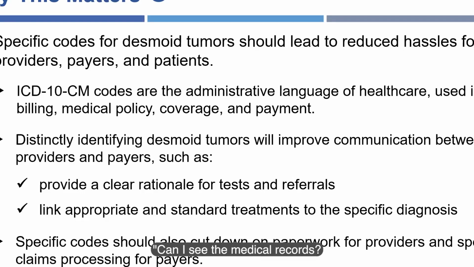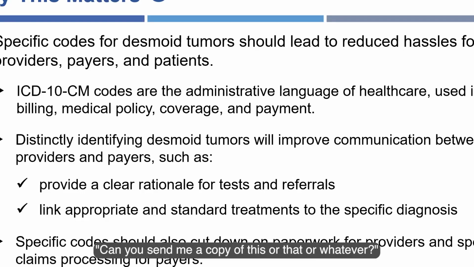Can I see the medical records? Can you send me a copy of this or that or whatever? And believe me, we didn't like having to stop claims. We wanted them to go through. And the provider certainly didn't like the fact that we had to stop the claim, but we needed to know, why are you asking us for $500,000 for neoplasm of uncertain behavior of other soft tissue? Now we won't have to ask those questions. And hopefully with the new codes, it'll move through much more quickly.